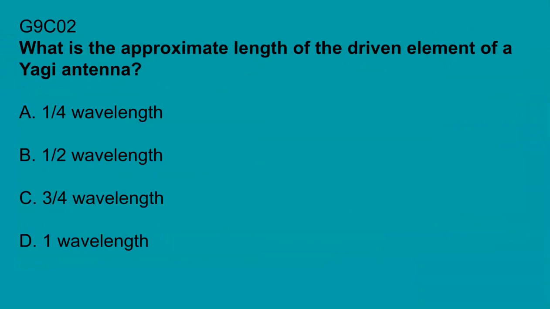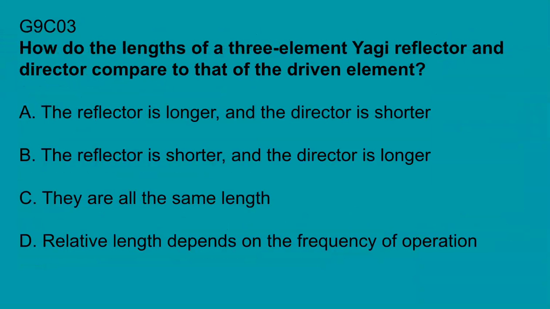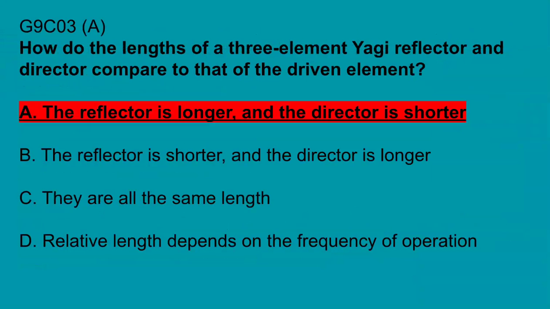G9C02, what is the approximate length of the driven element of a Yagi antenna? It's half wavelength. G9C03, how do the lengths of a 3-element Yagi reflector and director compare to that of the driven element? The reflector is longer and the director is shorter.